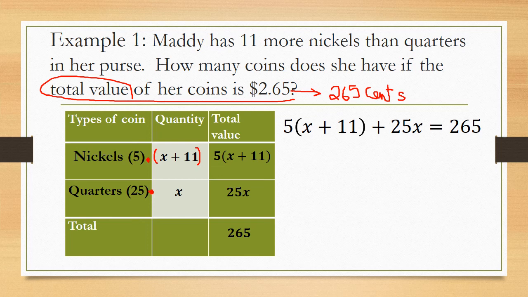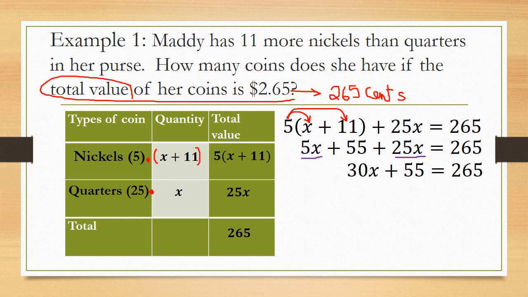Now, this is an equation that we need to solve for x. That means I need to use the distributive property. 5 times x equals 5x, 5 times 11 equals 55, plus 25x equals 265. I have like terms, 5x and 25x. I need to put these two like terms together. I'm going to end up with 30x plus 55 equals 265.